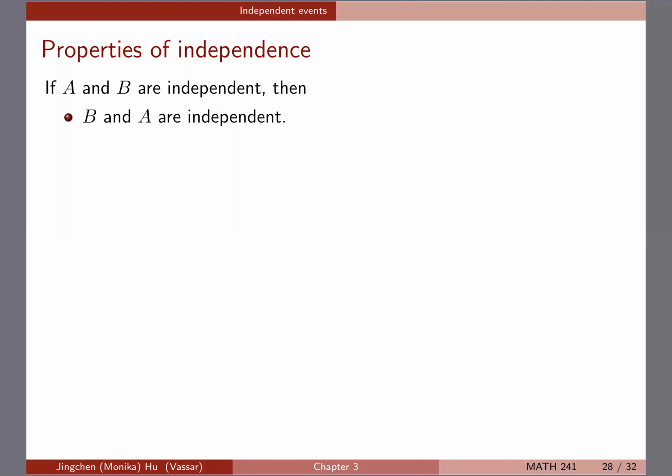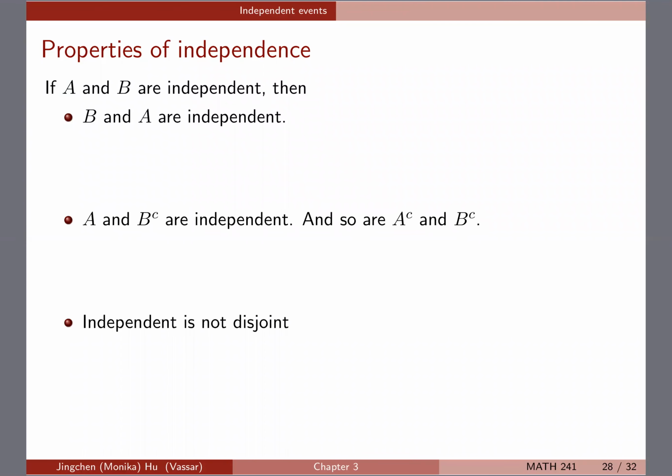Lastly, we're going to cover some properties of independence. If events A and B are independent, then B and A are independent. Moreover, A and B complement are independent, and so are A complement and B complement. Lastly, it's very important to note that independent is not disjoint.